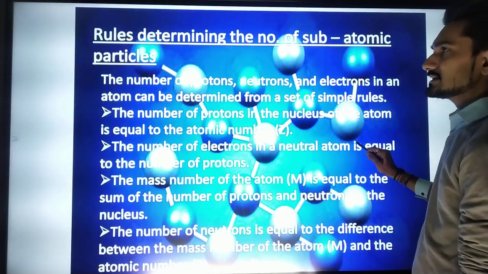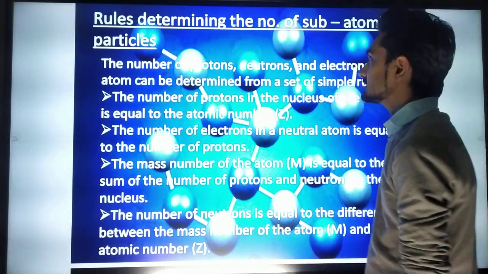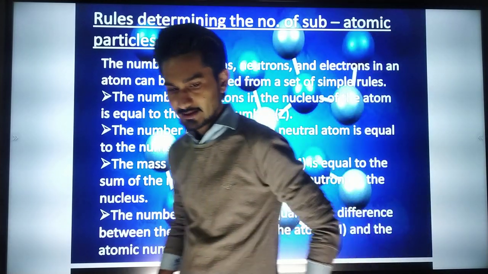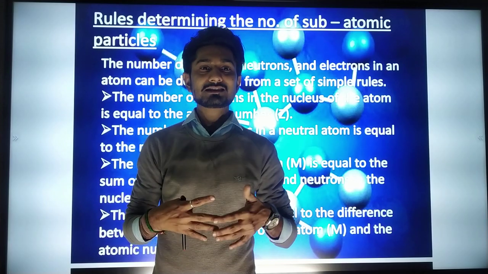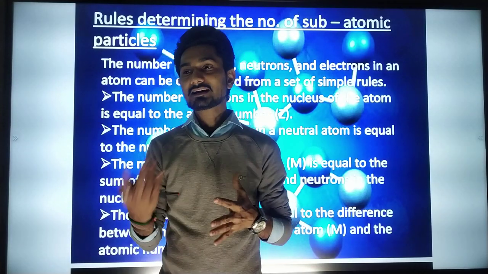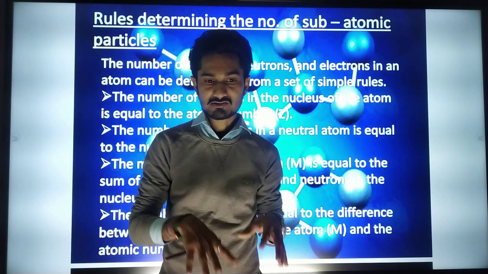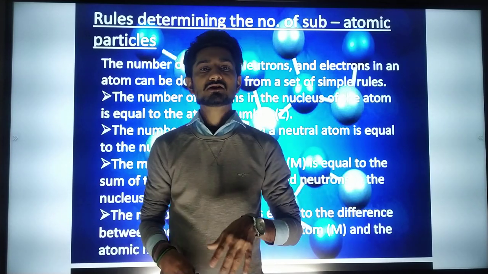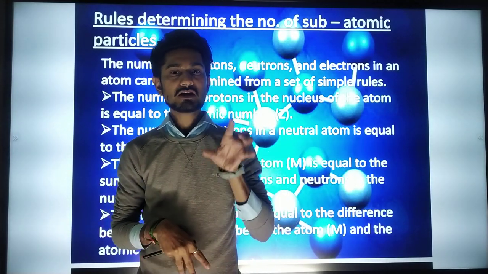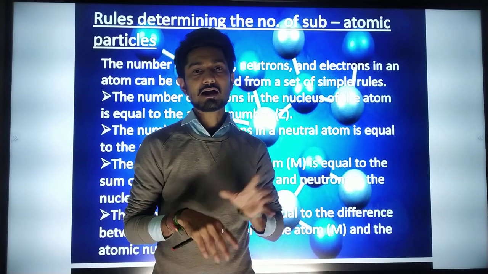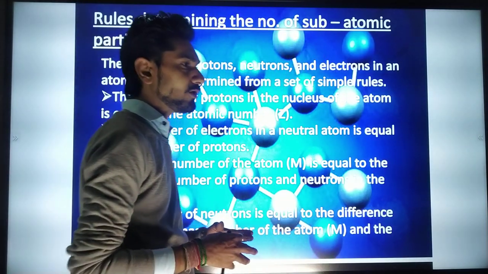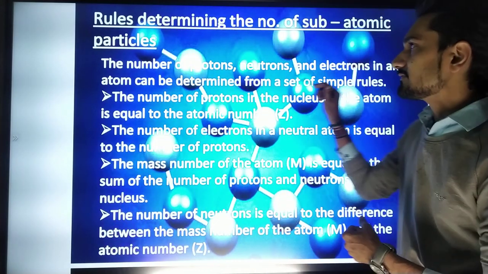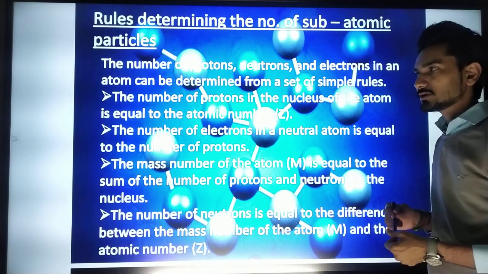Now there are many rules for determining the number of subatomic particles. Like I already told you, we consider the factors, specifications and characteristics on the basis of which we describe the subatomic particles. So regarding that, there are many rules to represent them. We are discussing some of the rules that give us the facts about the number of subatomic particles.